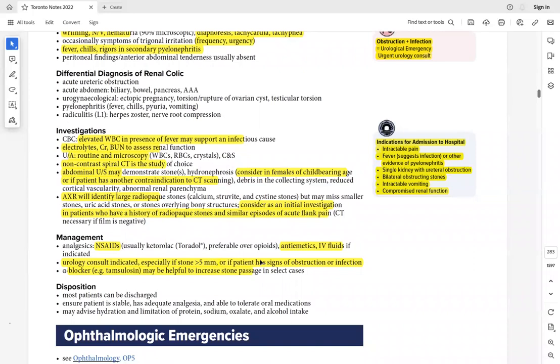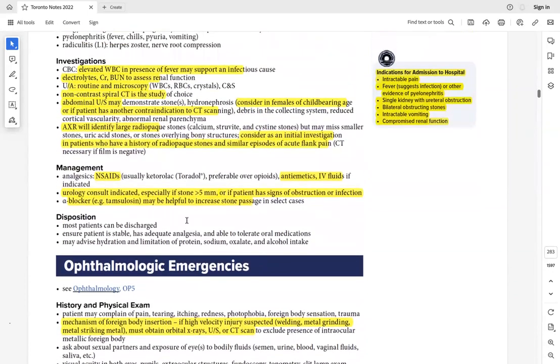Okay, admit the patient, consult the urologist, and we will not perform it, the urologist will perform the nephrolithotomy. Okay, lithotripsy.